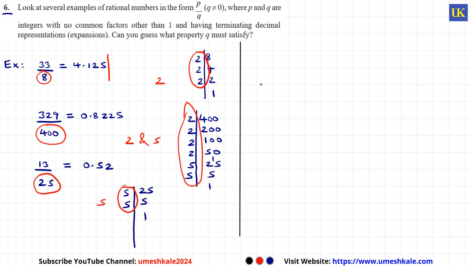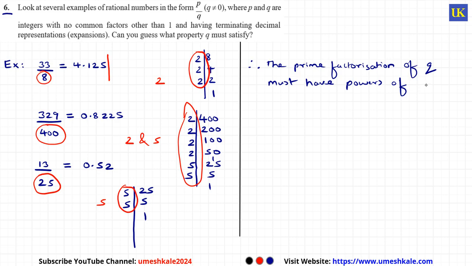So the final answer we will write. What property must q have? The prime factorization of q must have powers of 2 or 5 or both. So this is the answer.